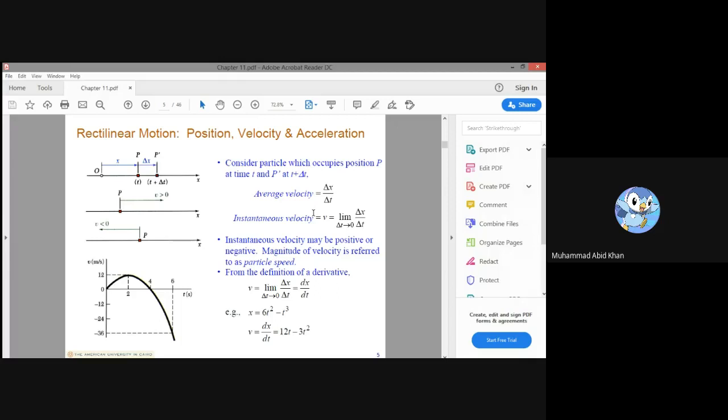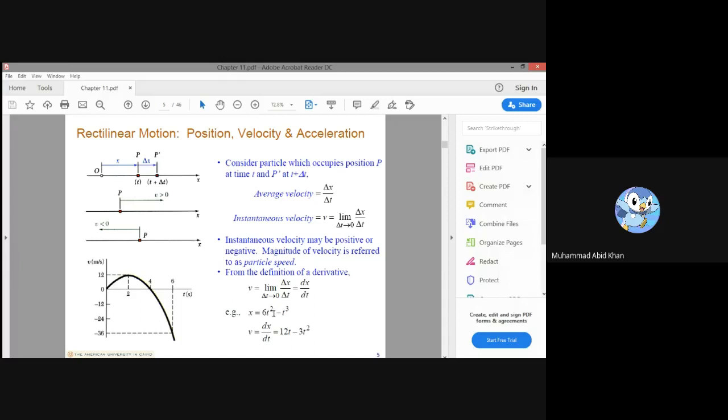Okay, instantaneous velocity may be positive or negative. It depends. The magnitude of velocity is referred to as particle speed. From the definition of a derivative, we draw this derivative from the previous equations. This one, we draw it. The example is here. So this one we can put in here. This value is here. Then we can derive it. We did the derivative.